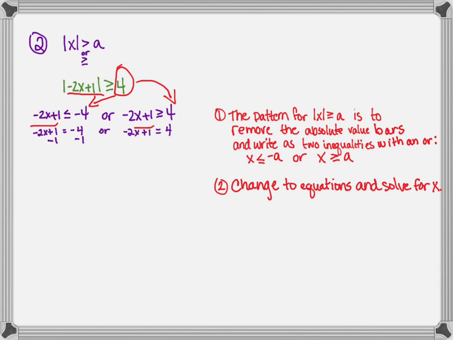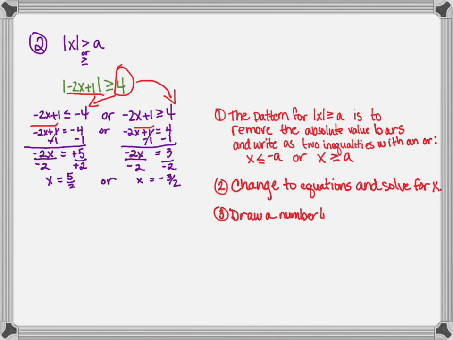Solving for x, I'm going to subtract 1 from both sides. I get -2x equals -5. Divide both sides by -2. The negatives will cancel out, and I'll get x equals positive 5/2. On the other one, I will also subtract 1 from both sides. I'll get -2x equals 3. Divide both sides by -2, and here I'll get x equals -3/2.